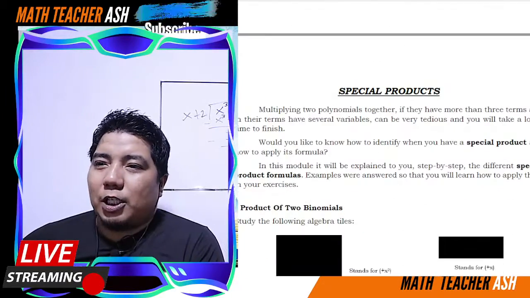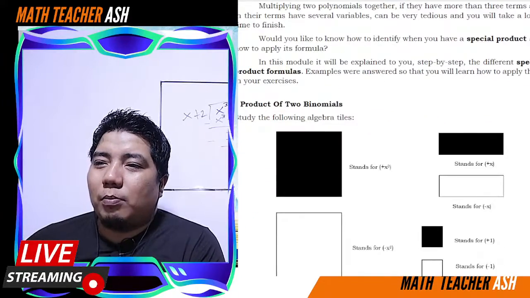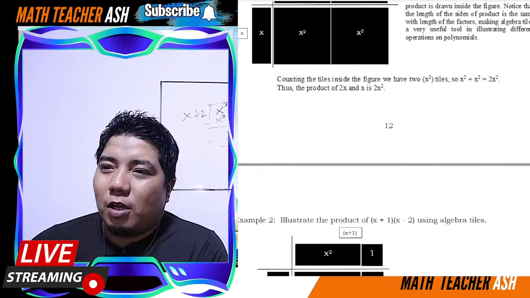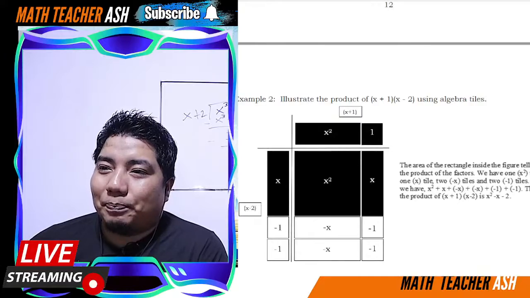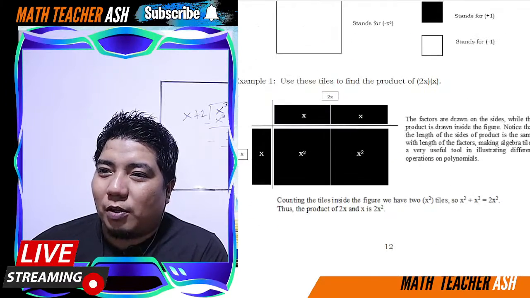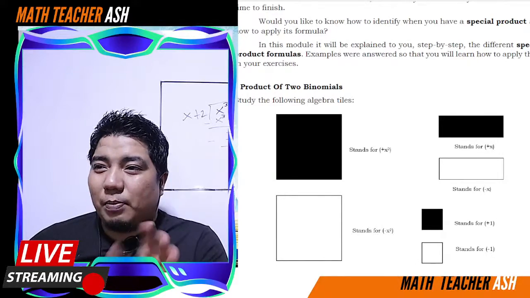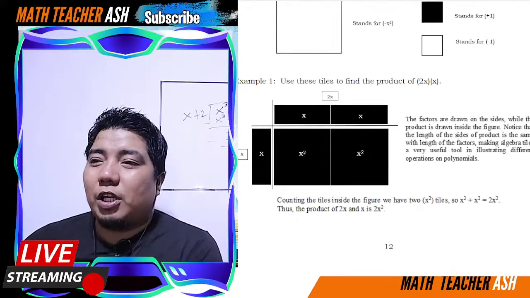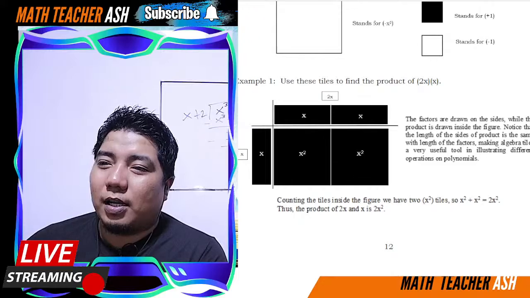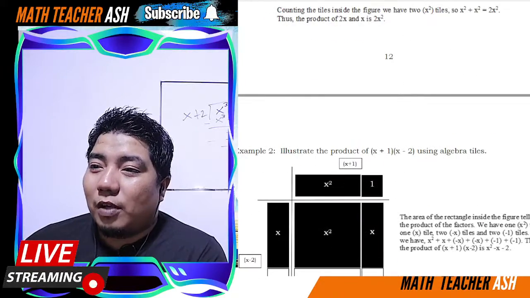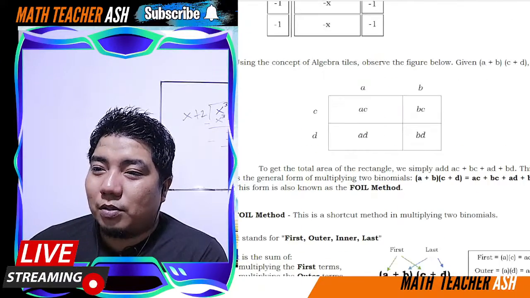Now, here are special products. So, the product of two binomials. When you have two binomials, magkaparehong binomial ha. Okay, the product of two binomials. As you can see here, ito, algebra tiles na ito eh. Pero hindi ko ipapakita to sa inyo kasi I'm sure magkakaroon kayo ng harder time. So, let me illustrate to you this one.